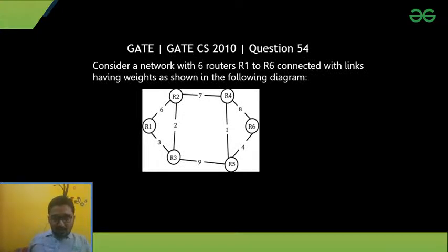So let's start with our first question. Just try to read the question first and then we will try to understand and proceed with the solution. This question was asked in GATE CSE 2010, and the question is: consider a network with 6 routers R1 to R6 connected with links having weights as shown in the following diagram. So the network topology is given to us in the question along with the edge weights.